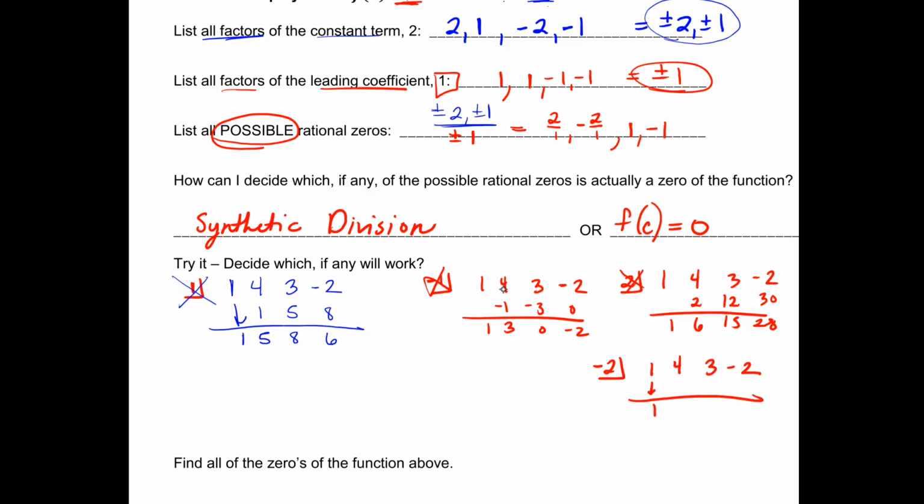Bring down the 1. Negative 2 times 1 is negative 2. 4 plus negative 2 is 2. Negative 2 times 2 is negative 4. 3 plus negative 4 is negative 1. Negative 2 times negative 1 is 2. And voila, I get a remainder of 0.